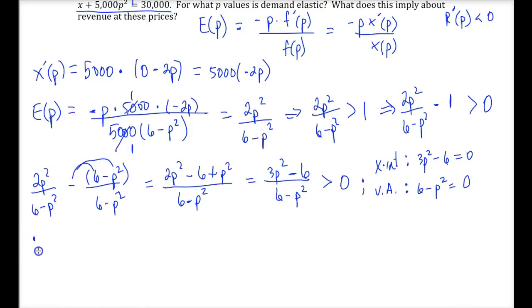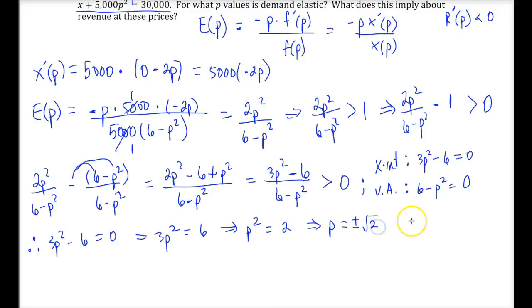So of course, if we solve for the x-intercepts, then 3p squared is equal to 6. We divide both sides by 3, and we just have p squared is equal to 2. And thus p would be plus or minus square root of 2. And from here, we would just consider the positive value for that. So that's going to be one of our partition values.